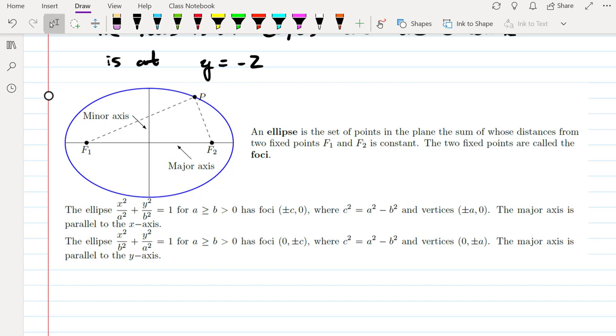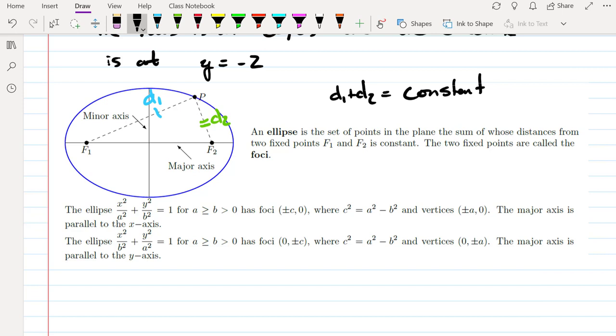So in this picture, we have these two different distances, and they're not the same, obviously, but the sum of those two distances is constant. If we call this distance d1 and this distance d2, then the sum of those two distances, d1 plus d2, equals a constant for every point P on that ellipse.